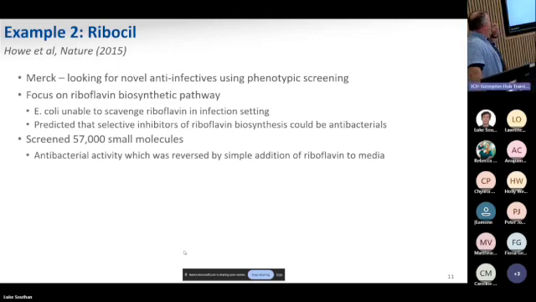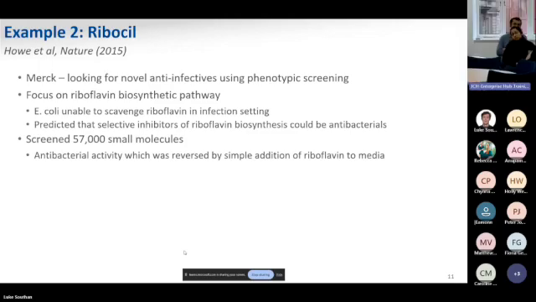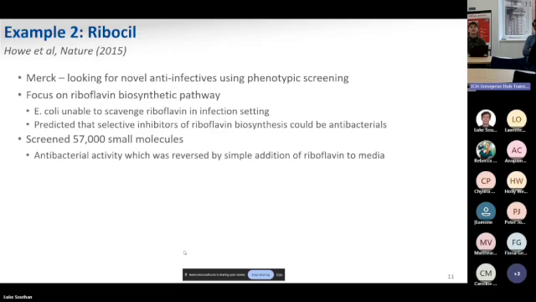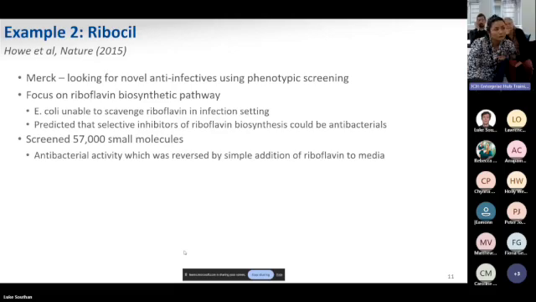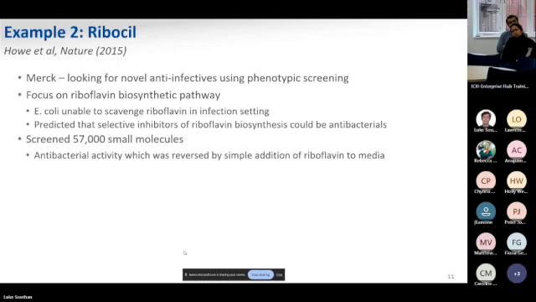But the nice phenotypic screen they did, so I said dead is not a good phenotype. Dead was one of their phenotypes. But what they were looking for was a recovery where you add riboflavin to the media and then you get rid of that antibacterial activity. So it kills bacteria, but if you supplement it with riboflavin, that antibacterial effect goes away. So you can actually say this is specific in some way to the riboflavin biosynthetic pathway. But you're not limiting yourself to saying it's got to be this enzyme or that enzyme, because there always turn out to be redundancies.